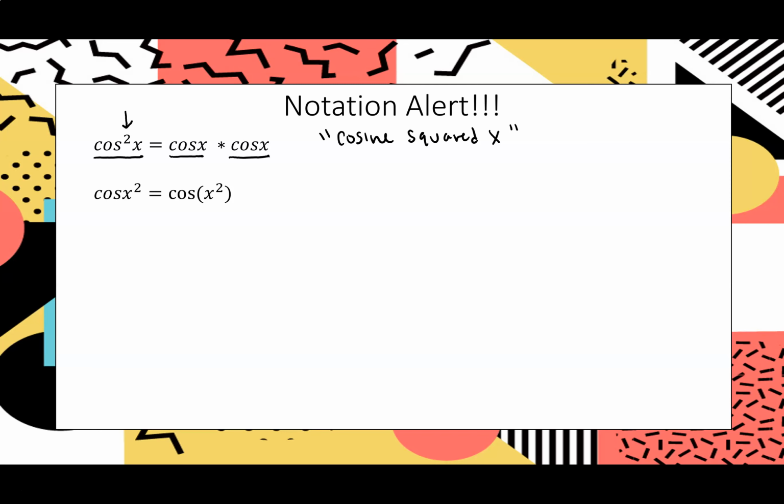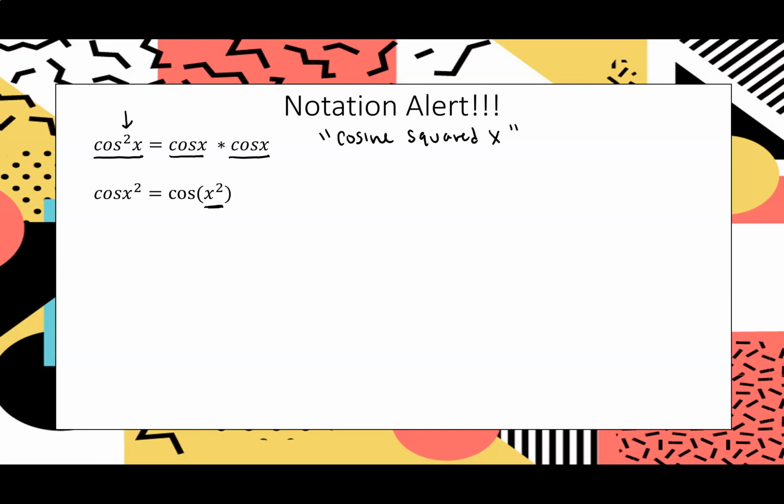Now you might say, hey, Ms. Sorensen, that doesn't make much sense. What if we did cosine x squared? Well, cosine x squared is actually cosine of quantity x squared. It is not the same thing as cosine x times cosine x.